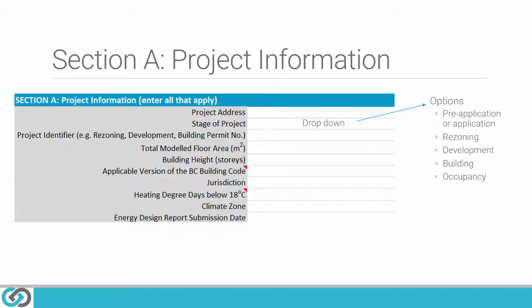We're then asked for a project identifier. So usually this would be the permit number associated with whatever stage we're at. And then we're asked for the total modeled floor area in meters squared.